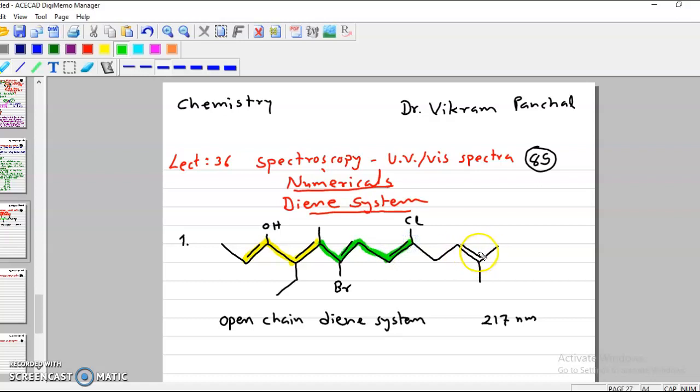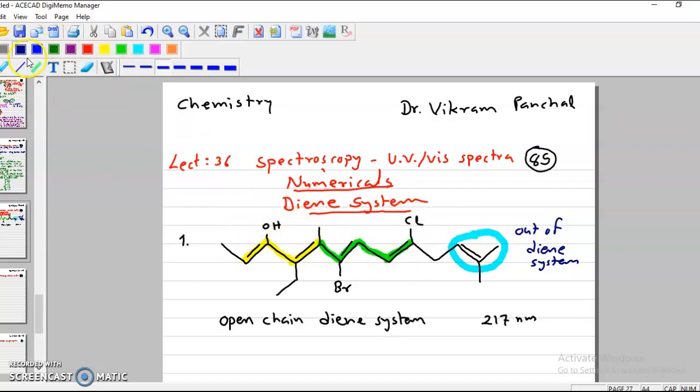Now next one, the double bond is over here, but here you can see there are two single bonds and then there is a double bond, that means this double bond is not in conjugated diene system, it is out of the system, so do not consider this. This is out of diene system, so we will not consider this double bond. Why? Because it is not in conjugation with the system, so let us forget about this one.